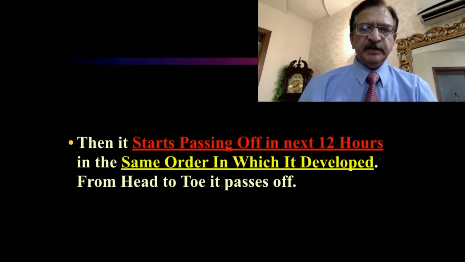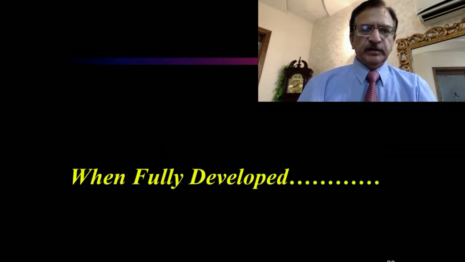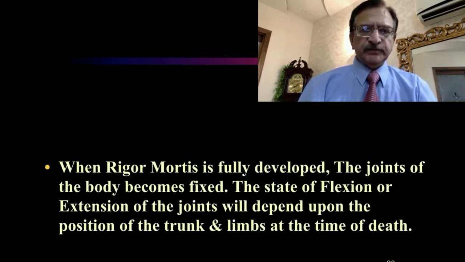First it will pass off in the face and the neck muscles, and in the end, the muscles of the limb. When it is fully passed off, it passes on to the next stage of secondary relaxation, which is because of putrefaction. So when the rigor mortis is fully developed, the joints of the body become fixed.